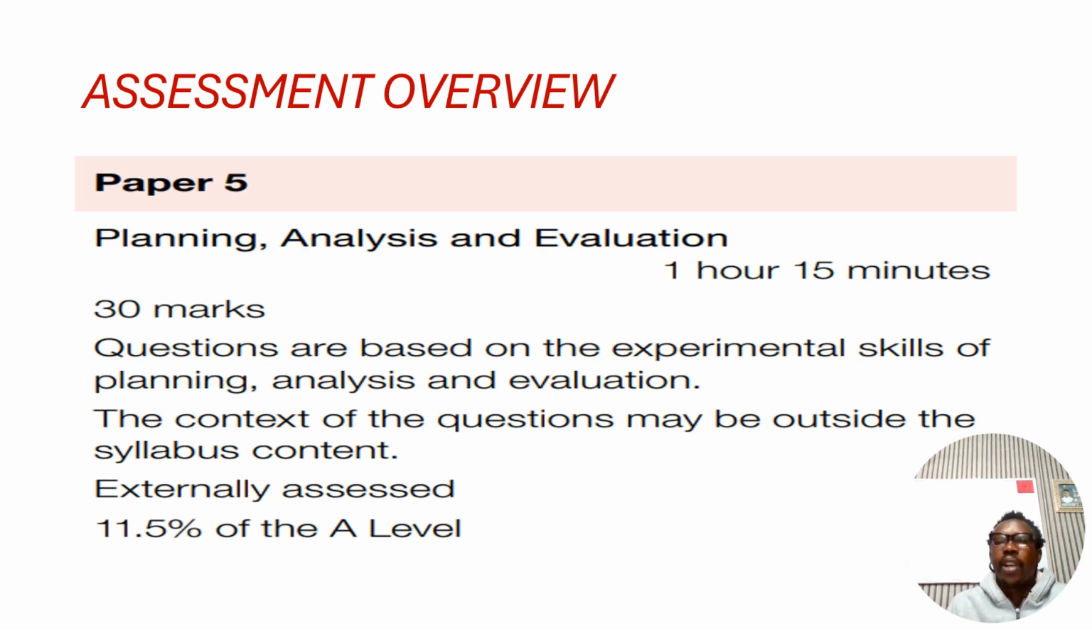Now we're looking at paper 5, which is planning, analysis, and evaluation, and it will take 1 hour 15 minutes, which is 30 marks. Questions are based on the experimental skills of planning, analysis, and evaluation. So in paper 5, it is only experimental skills and investigation that will be assessed, which is assessment objective 3.